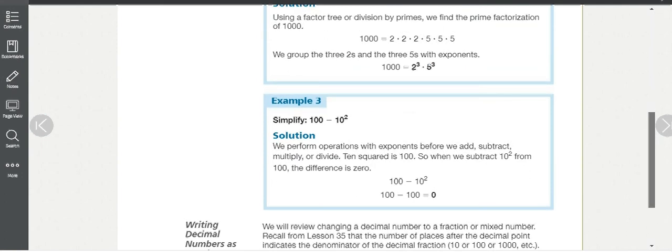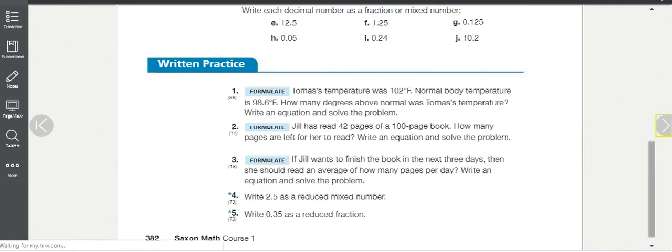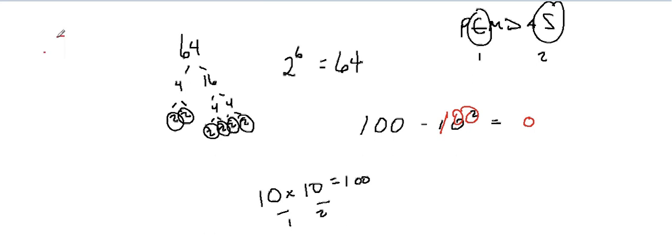Yes, we did. Let's review writing decimal numbers as fractions. The number of places after the decimal point indicates the denominator of the decimal fraction, 10 or 100 or 1,000, whatever. The digits to the right of the decimal point make up the numerator. Write 5/10 as a common fraction. If you say your decimals correctly, where you say 5/10, because that's the tenths place, then you just write what you say, right? And then reduce. It's pretty easy.